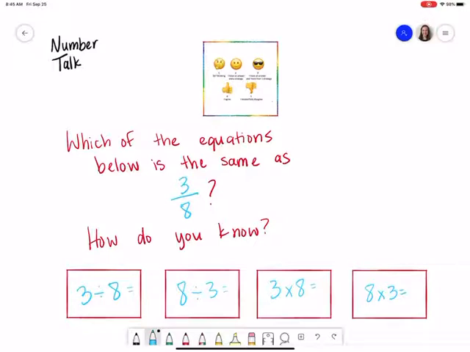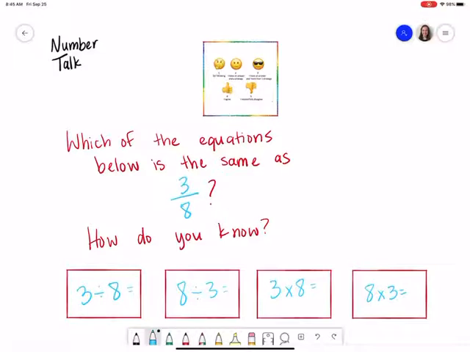So, we're going to start today off with a number talk. I want to know which of the equations below is the same as 3/8. And how do you know? Is it 3 divided by 8 equals? 8 divided by 3 equals? 3 times 8 equals? Or 8 times 3 equals?